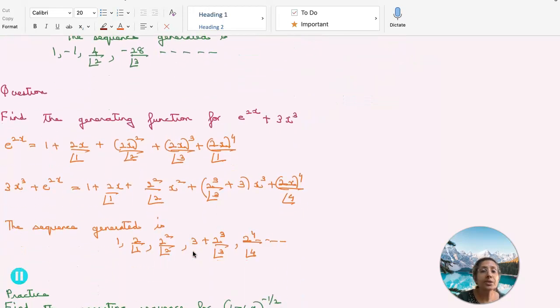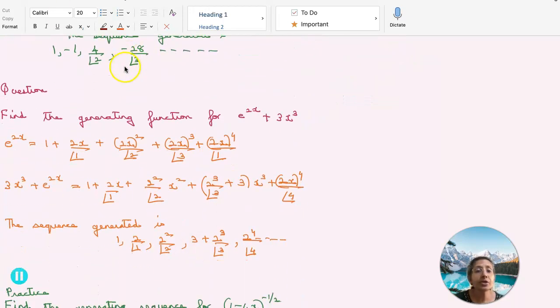Coming to the next question, find the generating function for e raised to 2x + 3x cubed. Now e raised to 2x will be 1 + 2x raised to 1 by 1 factorial + (2x) the whole squared by 2 factorial + (2x) the whole cube by 3 factorial and so on.